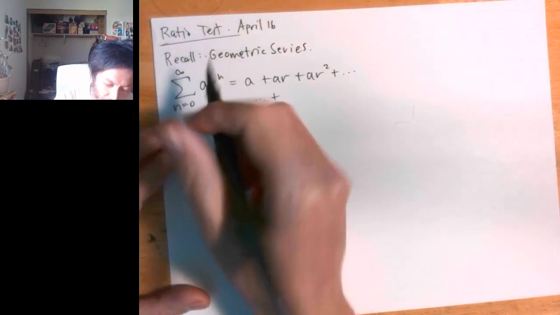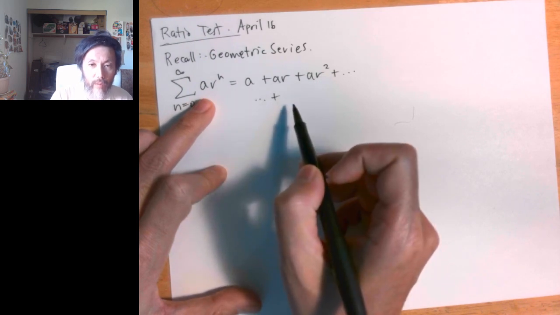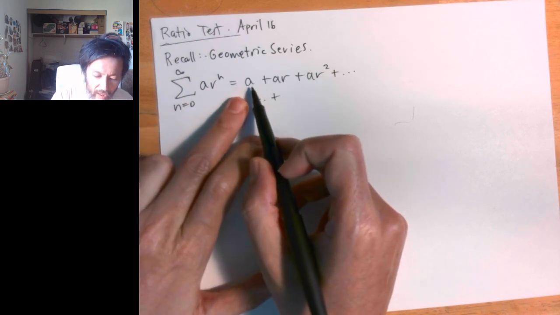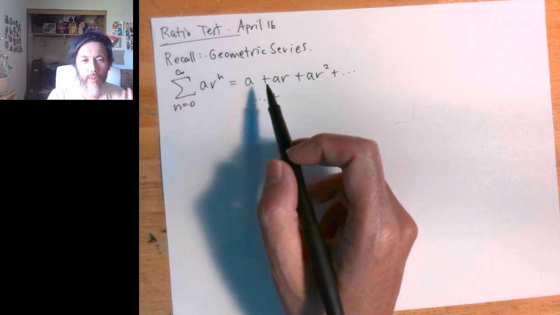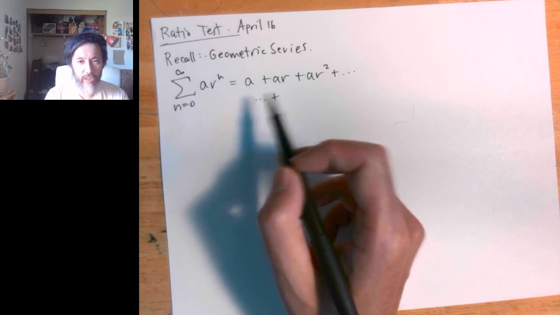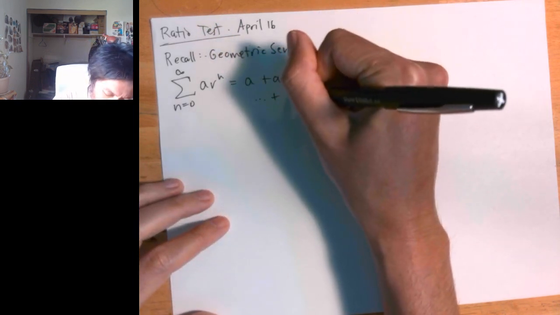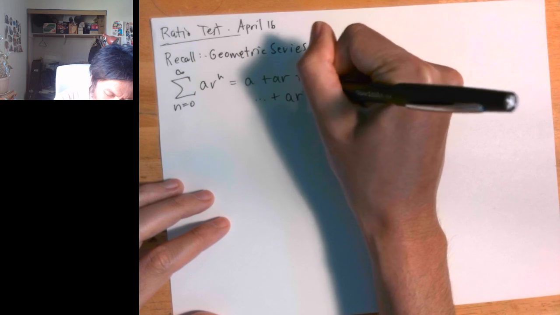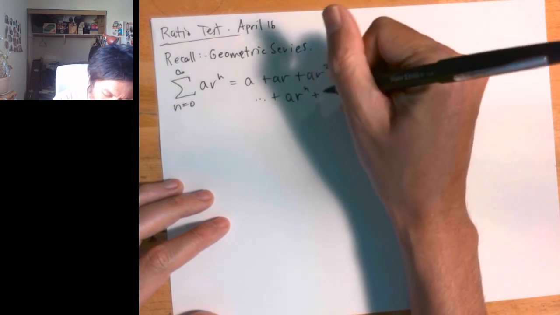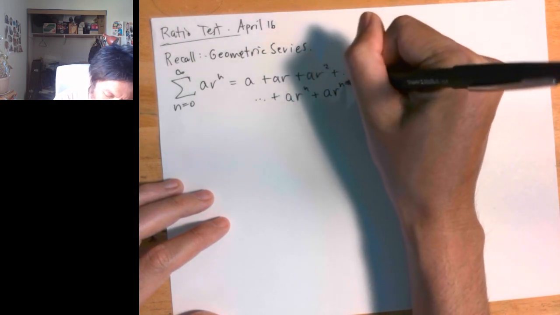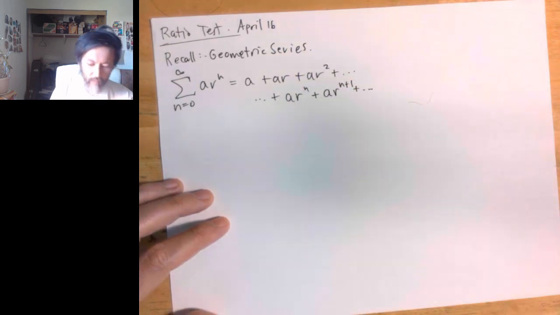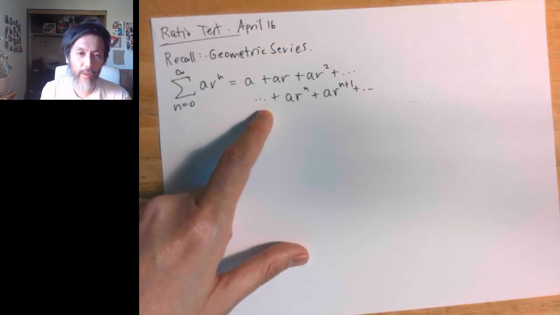And what I can do is write the nth term of this sequence. You can think of the nth term as a general formula for the sequence of terms here, but maybe I'll write it like this: a times r to the nth power. And then the next term after that is a times r to the n plus 1 power. So that's a geometric series.